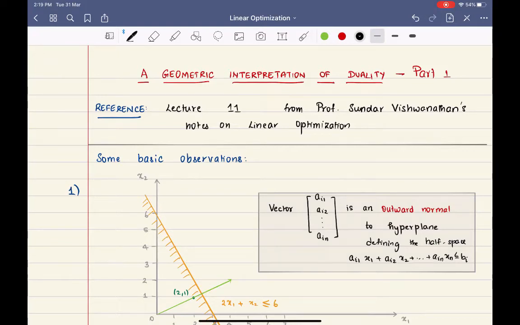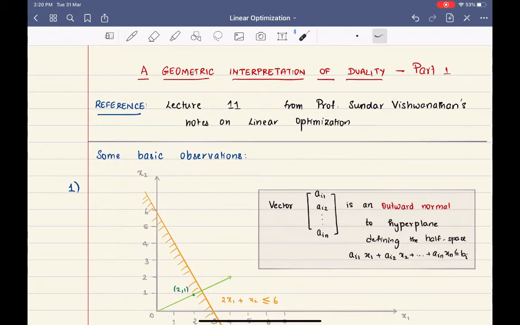Hello. So in the last 3 lectures we have seen this notion of duality. In the next 2 lectures we will try to see some kind of a geometric interpretation to duality. This part is taken from Professor Sundar's notes. So before we go into it, here are some basic facts that we should be aware of.